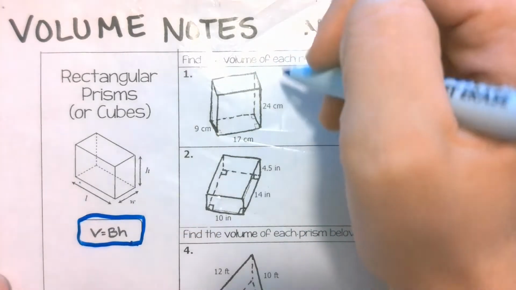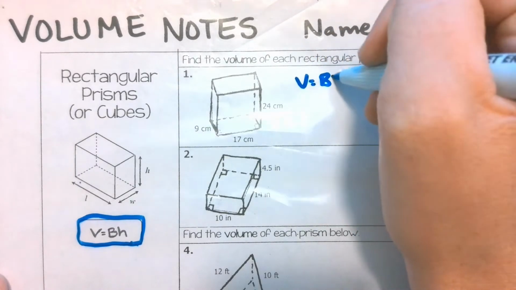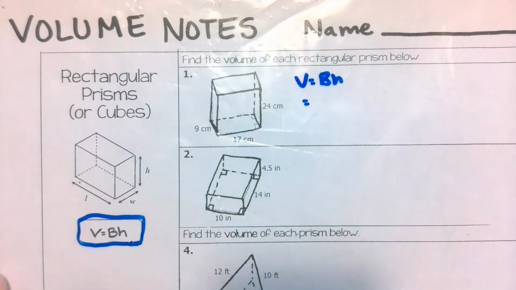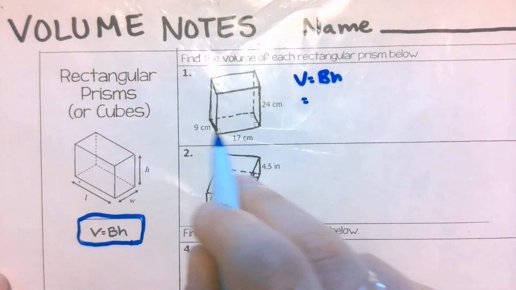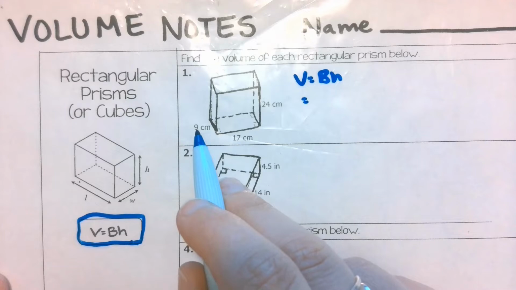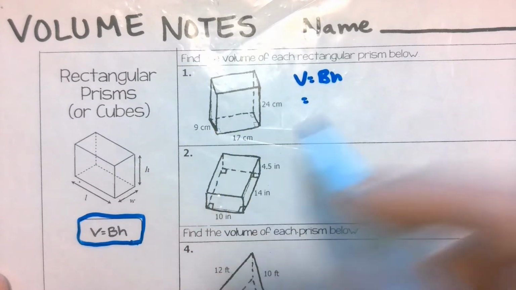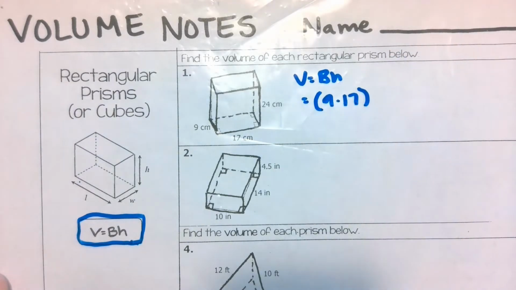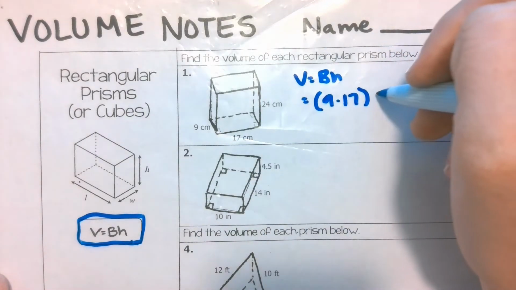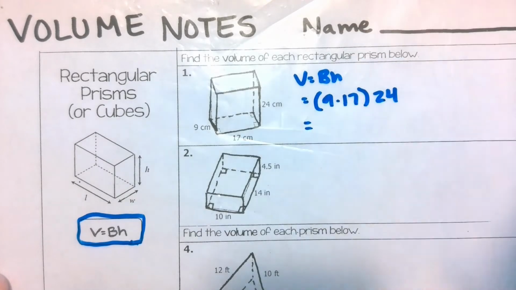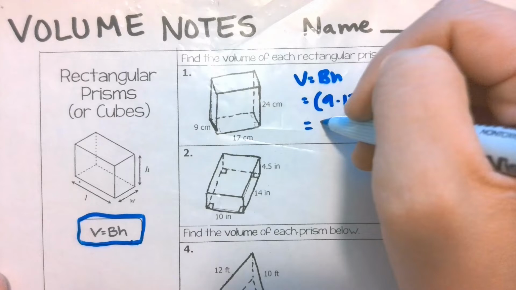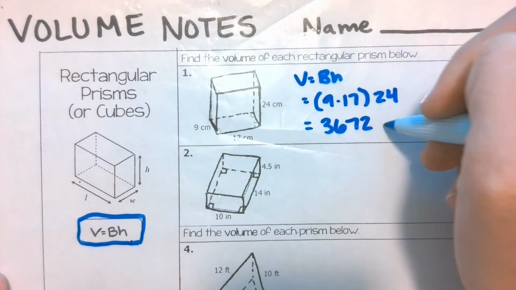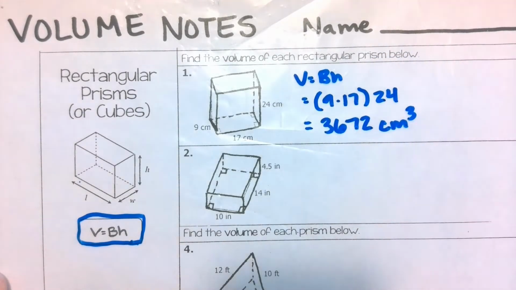So for number 1, if I'm taking the area of the base, and remember with a rectangular prism, it really doesn't matter what you choose to be the base. Sometimes it makes the most sense just to make the bottom the base. So for this one, if my base is this 9 by 17, that means the area of my base is 9 times 17 times my height of 24. So I end up just multiplying length times width times height, and we should get 3,672, and it was centimeters, so it'll be centimeters cubed.